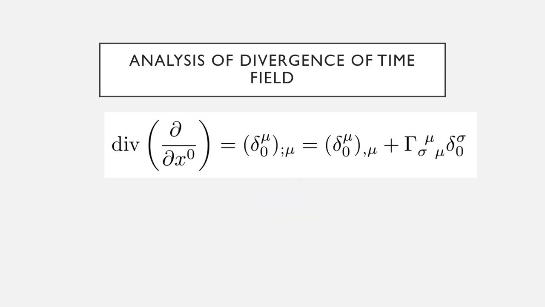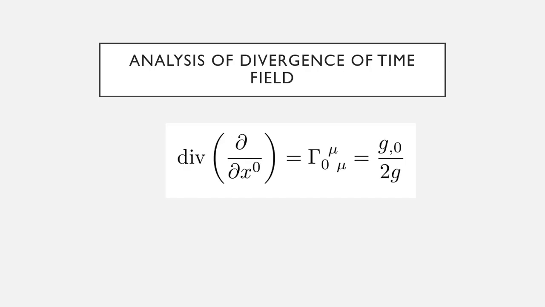calculating a divergence. The covariant divergence is, by definition, the partial derivative, denoted by the comma on the next expression to the right, plus the Christoffel symbols, Γ^μ_μσ, up against the components of our time vector field, δ^σ_0. Note that when I take derivatives of the Kronecker delta, I'll get 0 because it's constant for any given value of μ. On the very last term, the only non-zero term occurs when σ is equal to 0.